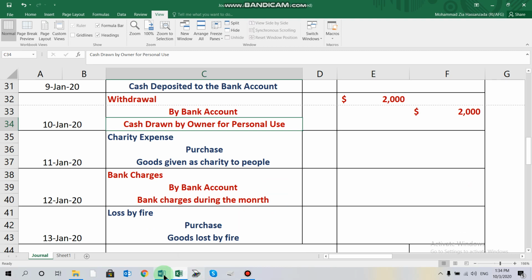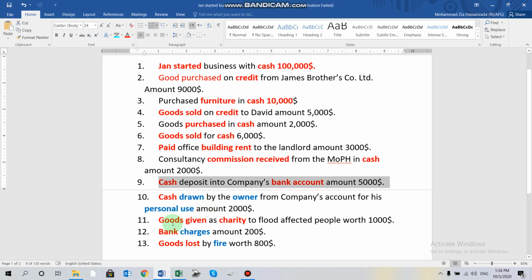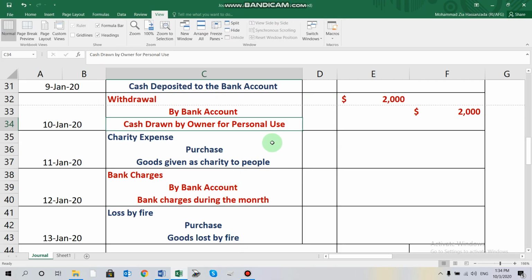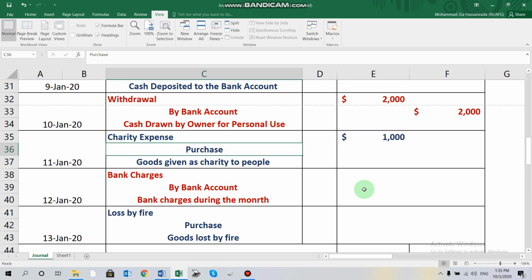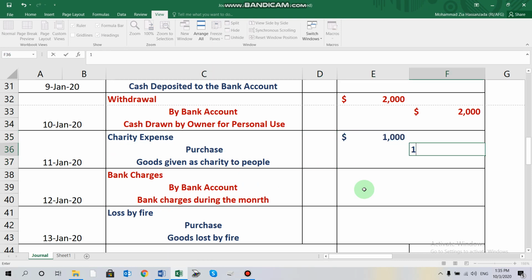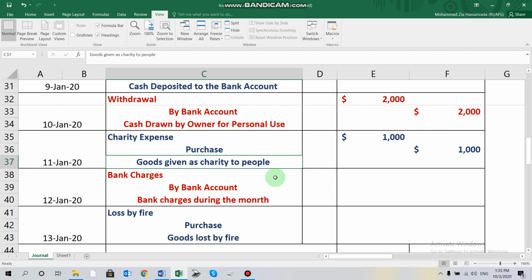The next one is goods given as charity to flood affected people, worth 1,000. Again, this charity is an expense for the company, so we should record it into the debit side by 1,000 charity. From the other side, purchase is decreasing by 1,000, should be recorded into the credit side.